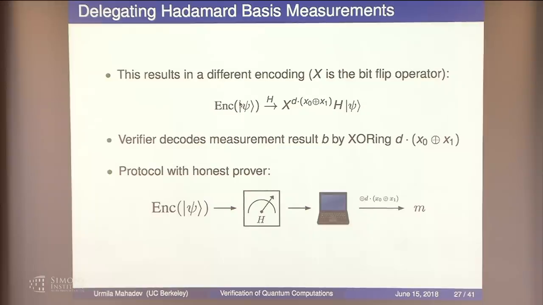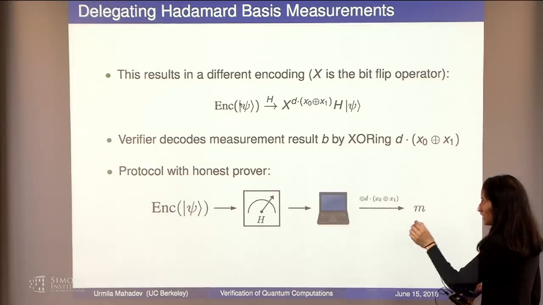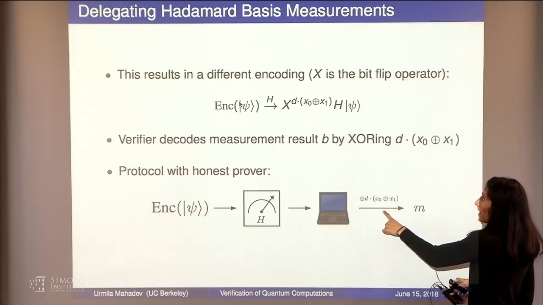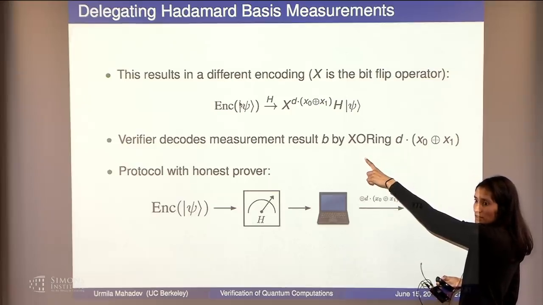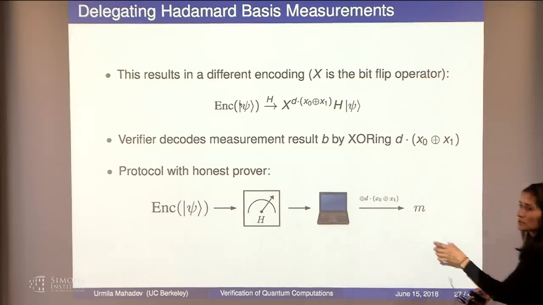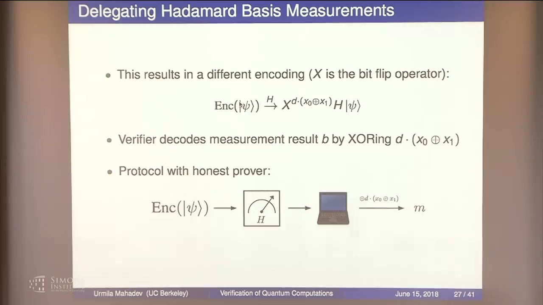So what does the verifier get from the prover that he needs to decode? The verifier gets a string d, which is the result of the Hadamard measurement of that second register. And he also gets a bit, let's call it b, which is the result of measuring the first qubit in the Hadamard basis. And what he does is he takes the bit b and XORs it with this. And that has the effect of stripping off that bit flip operator. And so now the verifier's final bit stored is m, which is the result of a decoding.